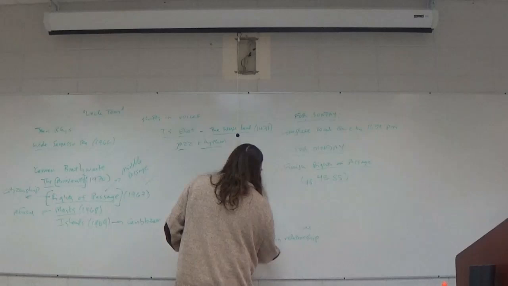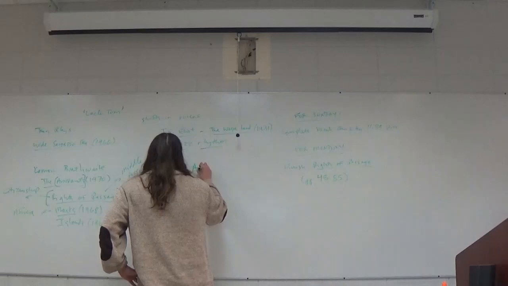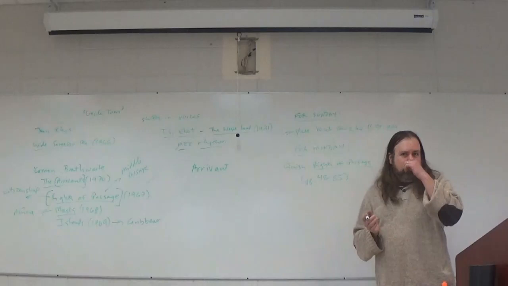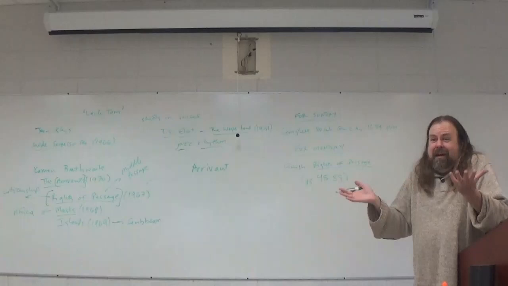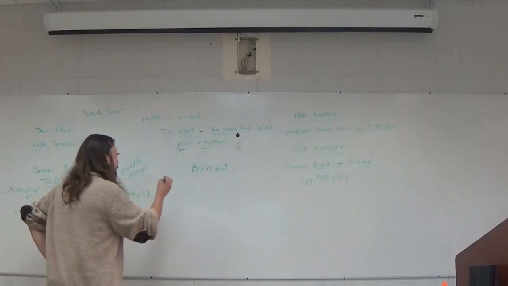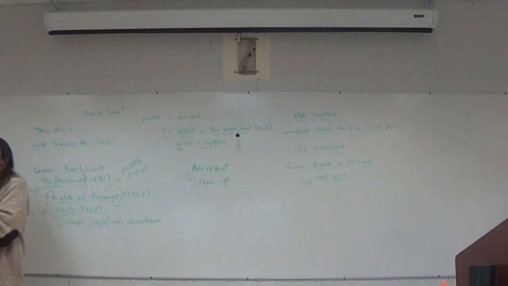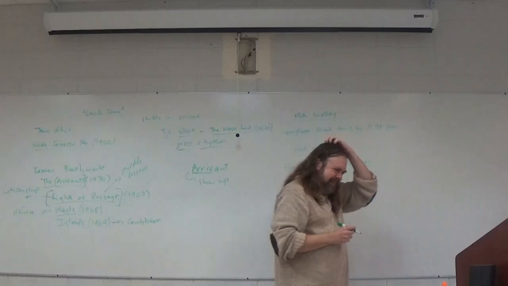What's the obvious root word of arrivant? Arrive. Arrive, yeah. And what does it mean to arrive someplace? To show up. I've arrived. I showed up, right? I'm here. Outside. Yeah, it's basically the show by the door. With some heads up sometimes.